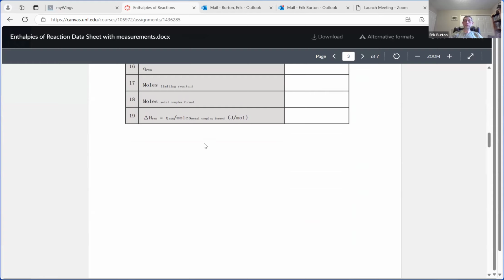Well, again, look at your balanced equation and refer back to the limiting reactant lab if you need to. And then finally, delta H of the reaction is Q divided by the moles of the complex formed.